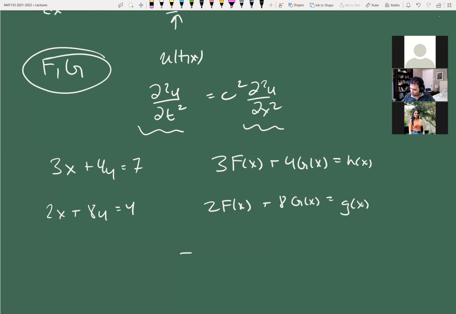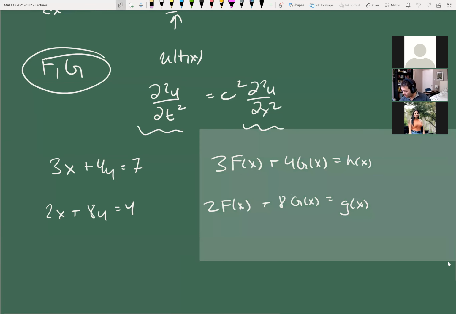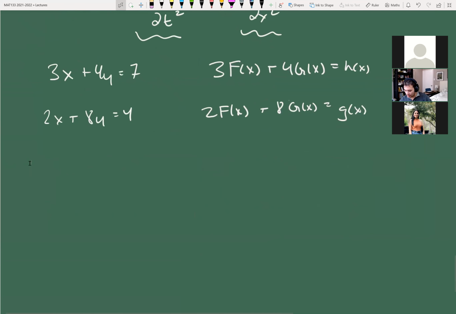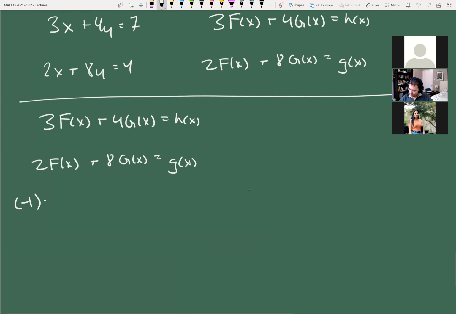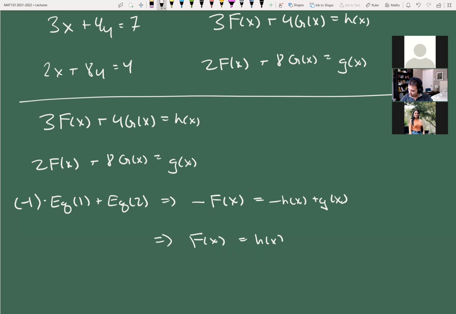Maybe I should actually just do this weird example here, because I think it's bugging some of you. Let's say this isn't a linear system, but if I asked you to solve this linear system, could you? I might do something like -1 times equation 1 plus equation 2. What would I get from that? I would get negative f of x is equal to negative h of x plus g of x, right? So that tells me capital F of x is h of x minus g of x. I've now solved for that function, right?